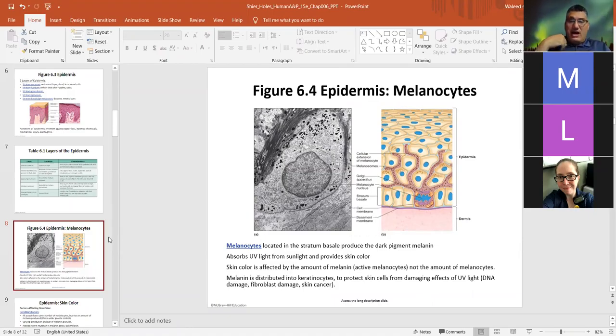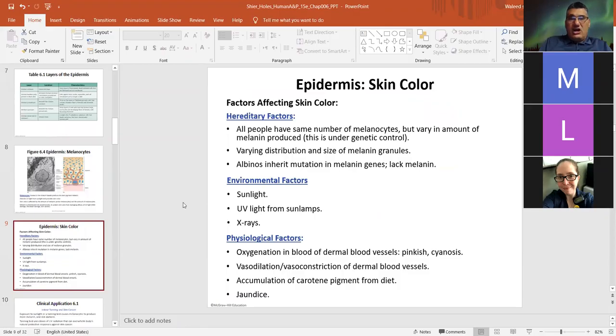Meaning, I might have more melanocytes than you, but you are lighter in color than me. Why? Because I have fewer melanocytes, but my melanocytes are very active, producing more melanin. So I'll be darker than you. Did you get the idea? It is not about the number of melanocytes, it's about the amount of melanin. The skin color comes from the melanin, this is 1.